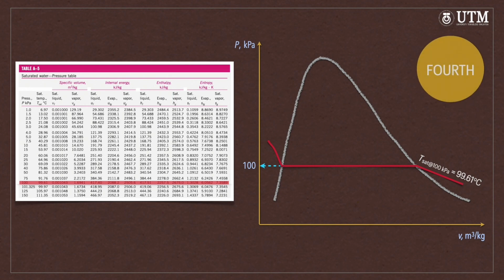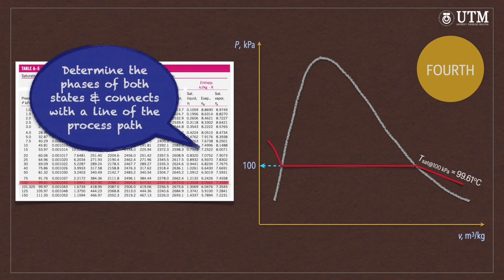Fourth, determine the phases of both states based on the property diagram. As I mentioned earlier, the phase of any states can only be determined through the state postulate. The state postulate means we must first determine two intensive properties for each state, such as temperature, pressure.